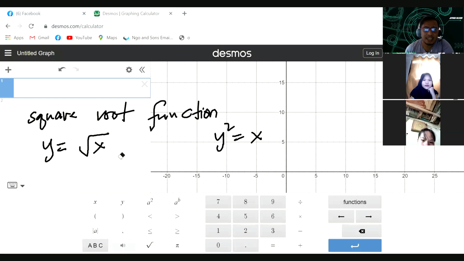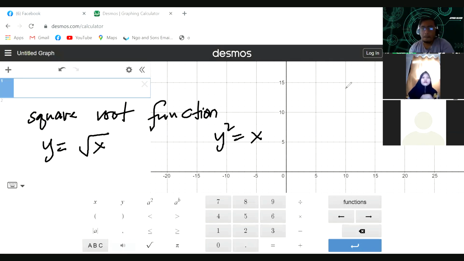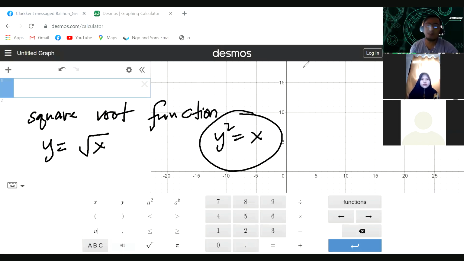Because y squared equals x looks like a parabola but sideways. Then y equals square root of x, sir, is not. Is that a linear equation? Quadratic, Amir, quadratic. Amir has a point, but something is still missing.